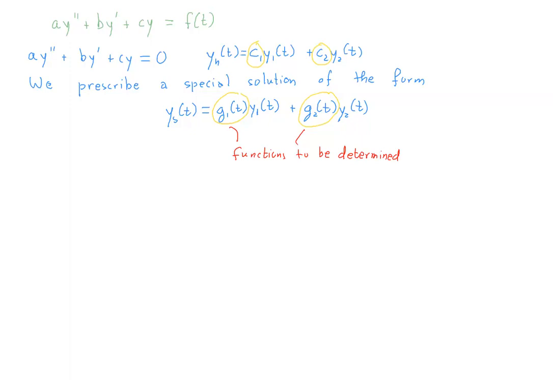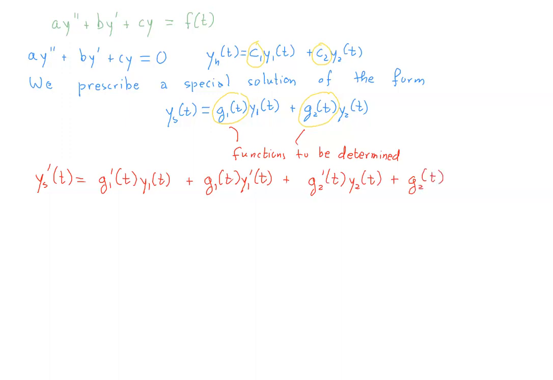Because here's how you do it. Let's find the first derivative. Okay, so what is the first derivative? It will be, according to the product rule, G1 prime of t times y1 of t plus G1 of t times y1 prime of t plus G2 prime of t times y2 of t plus G2 of t times y2 prime of t. Okay, it will be this, right?